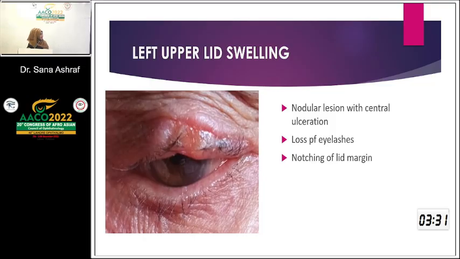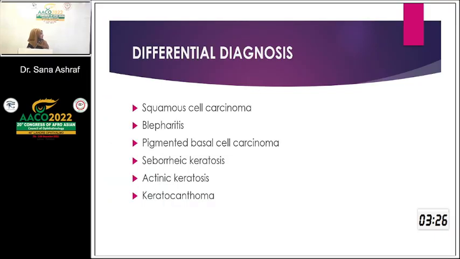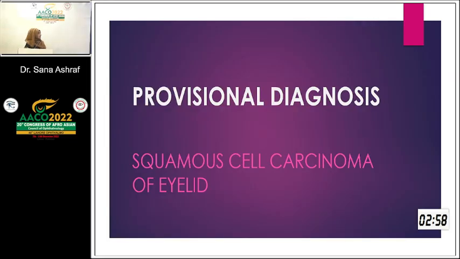There was a nodular ulcerative lesion. We can appreciate the notching of the lid margin and the loss of the eyelashes. So it might be squamous cell carcinoma, which is nodular ulcerative or hyperkeratotic. Blepharitis is a chronic inflammation of the lid margins, but it's mostly bilateral and involves both the upper and the lower lids. Pigmented squamous cell carcinoma is a pigmented lesion with an umbilical center, and less common causes include seborrheic keratosis, actinic keratosis, and keratoacanthoma. So a provisional diagnosis based on clinical findings is squamous cell carcinoma.